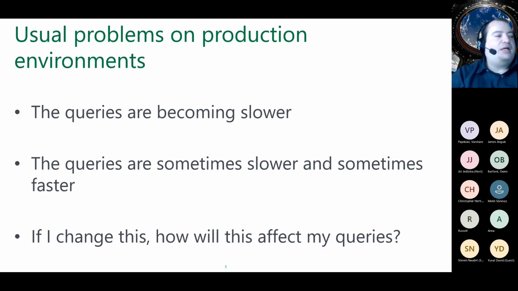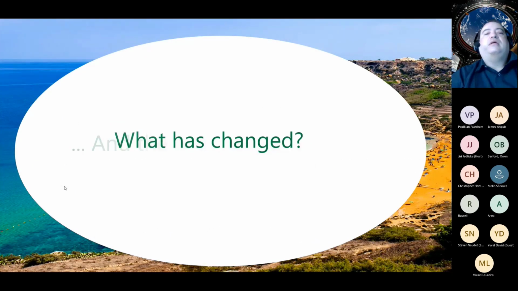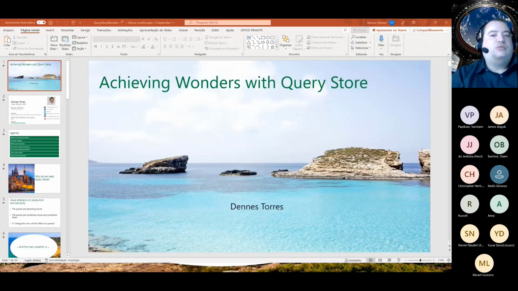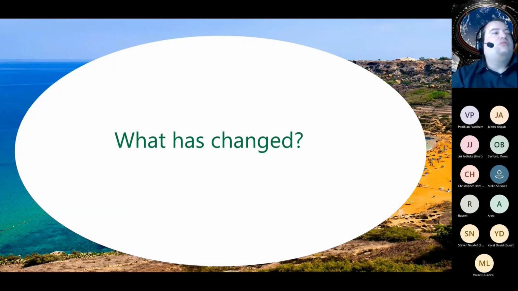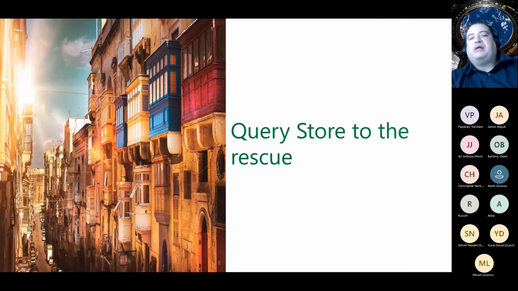So, what happens after we got Query Store? And the main question, just summarizing all the others, what has changed? What has changed on the environment? What has changed on the environment that caused a problem, that made the queries be slower and caused some trouble on the environment? This is the kind of question that Query Store helps us to answer. So Query Store to the rescue.